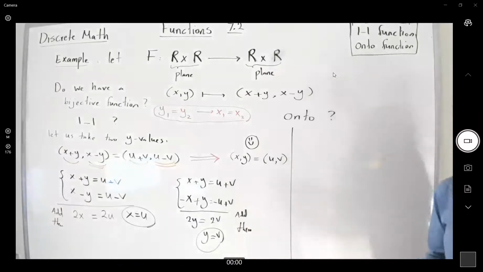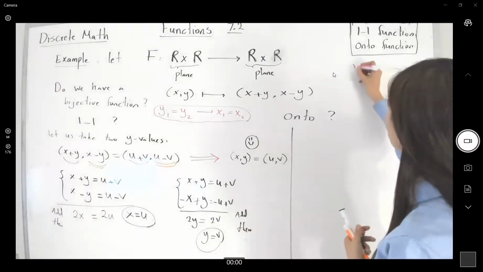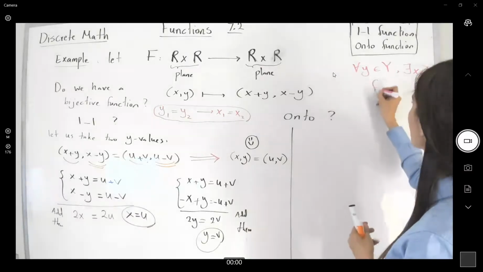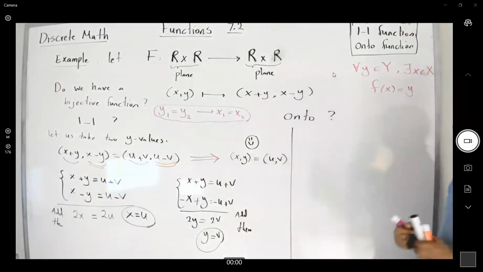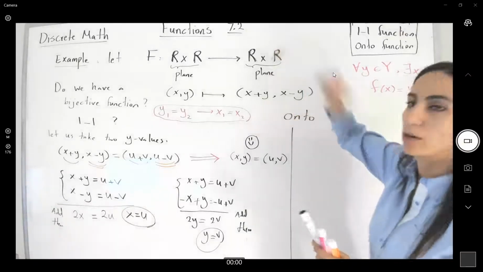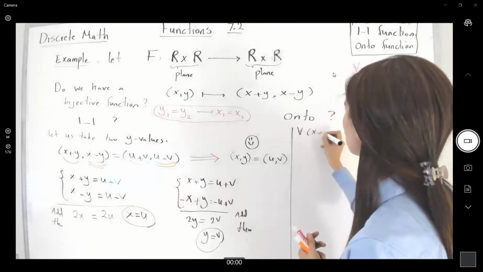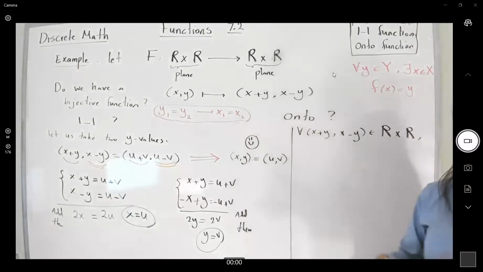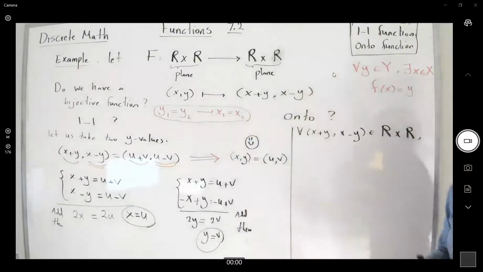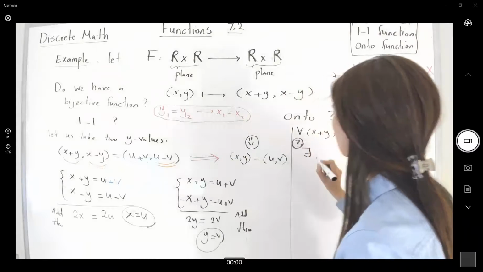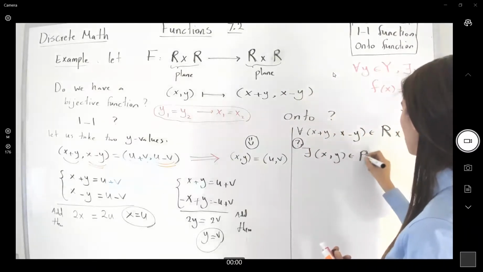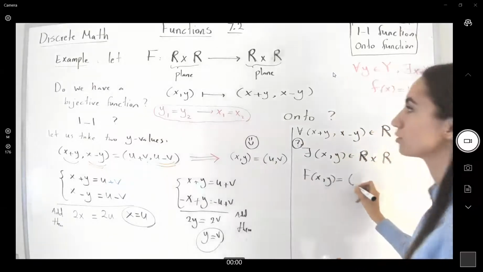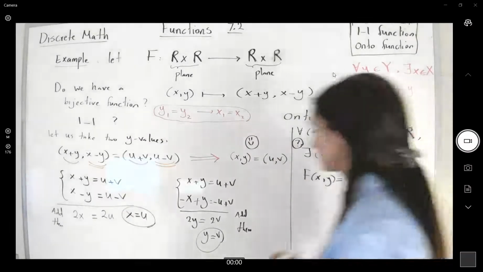Is it onto? Remember the definition of being onto? For any y in the codomain, we need to show that there is an x in the domain such that f of x is equal to y. For any x plus y, x minus y that belongs to the codomain, I need to show that there is x and y in the domain. So this is my goal. There is x and y in the domain such that f of x and y is equal to x plus y and x minus y.